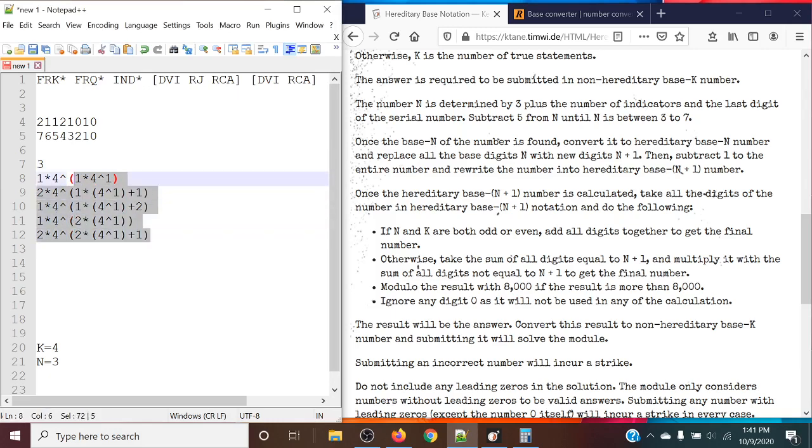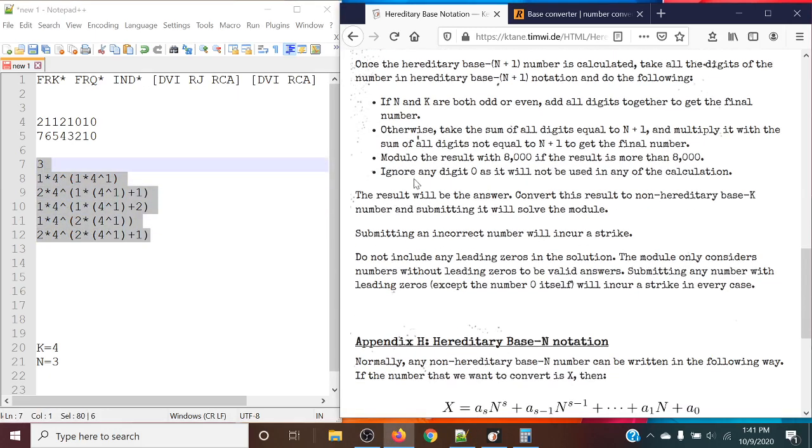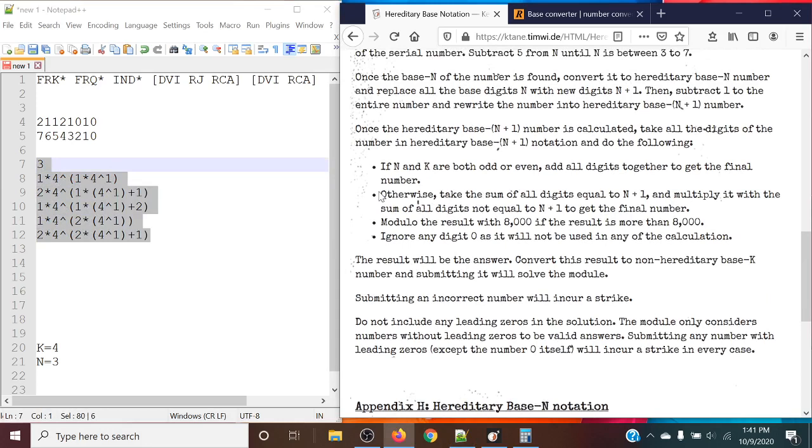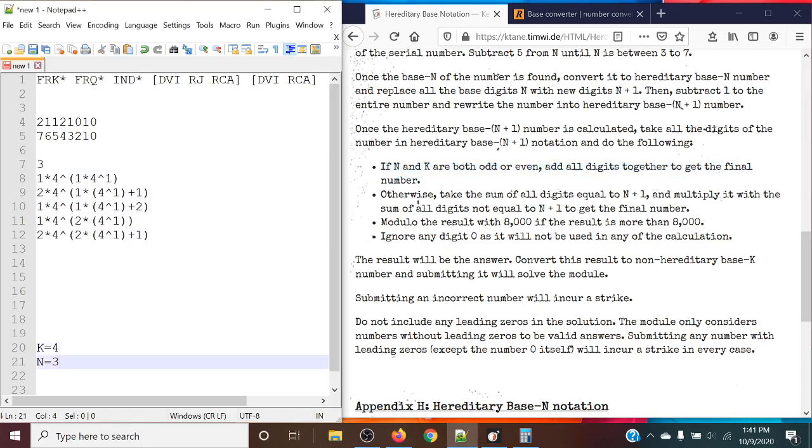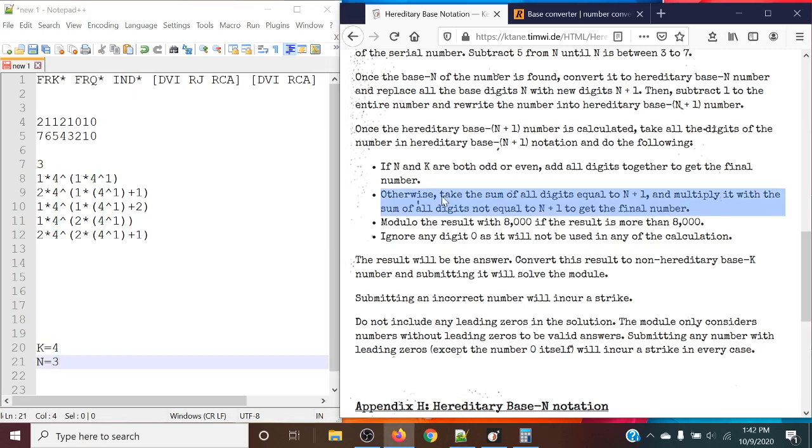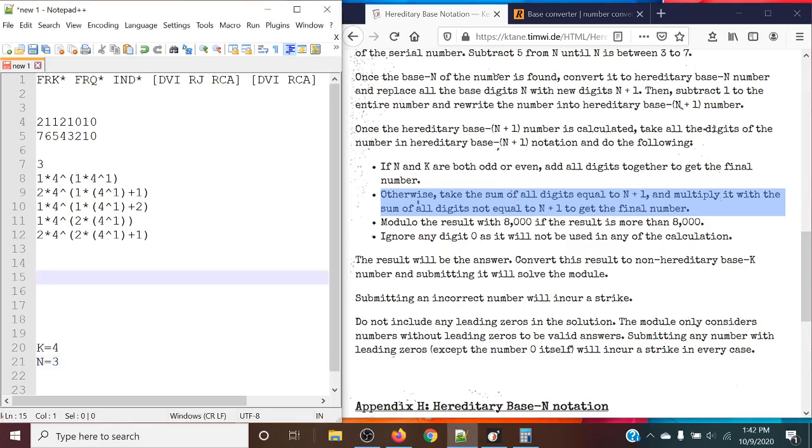And now that we've gotten to this step, we have to figure out what we have to do for the equation. So if n and k are both even or odd, add all digits together to get the final number. We do not have that case. We have an even and an odd. Base k has to be submitted in 4, and we have it in base 3. So otherwise, we're going to take the sum of all digits equal to n plus 1. In this case, n plus 1 equals 4. And multiply it with the sum of all digits not equal to n plus 1.